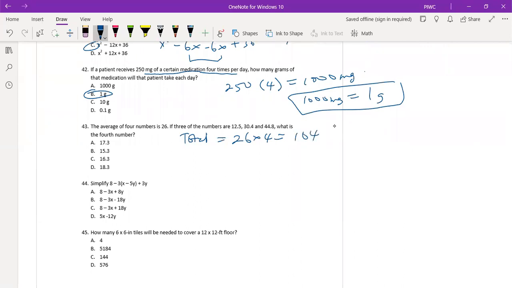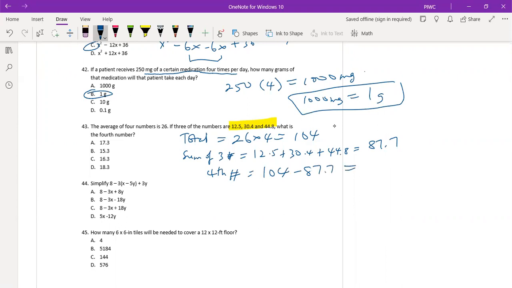Then add up the 3 numbers. You can add up the 3 numbers to find the sum of the 3 numbers. So that will be 12.5 plus 30.4 plus 44.8, which will be equal to 87.7. So the 4th number, you're going to subtract. So total 104 minus 87.7. And then that gives us 16.3. So 16.3 is your answer here. Okay.